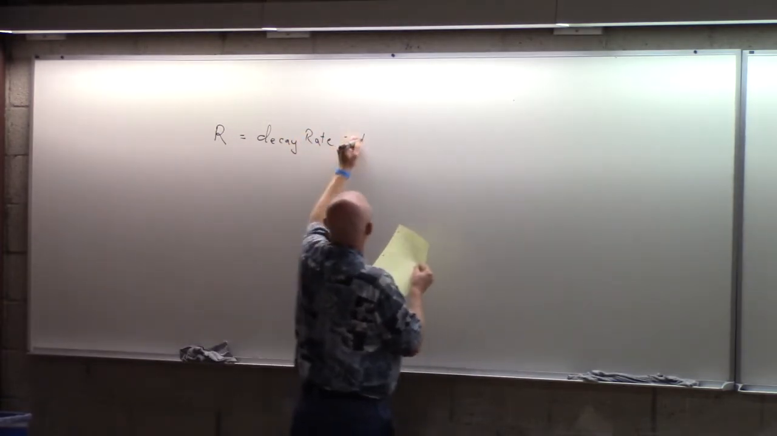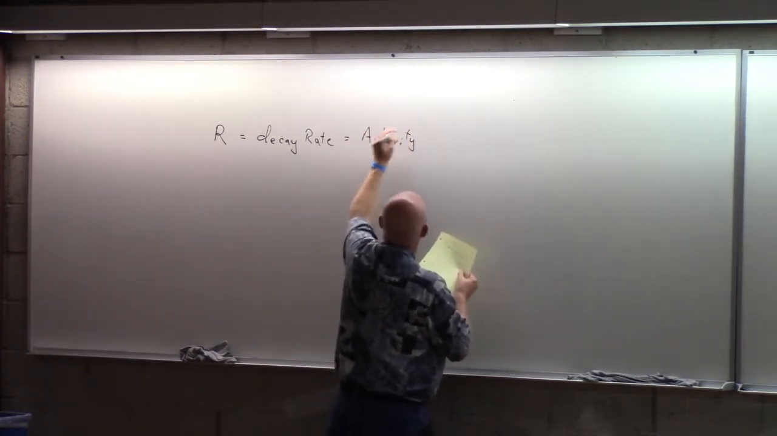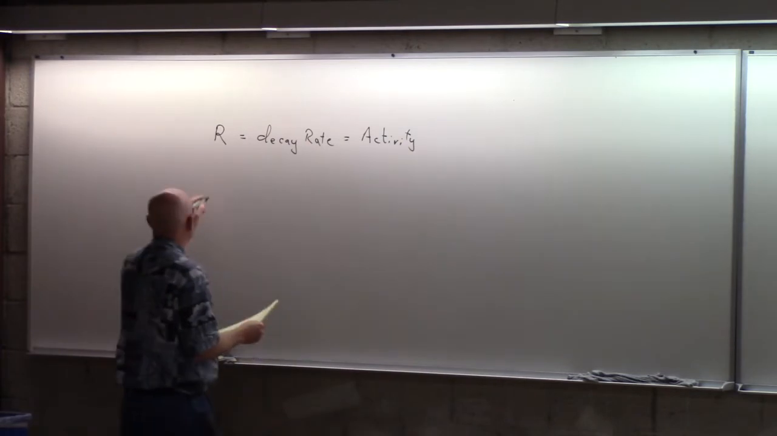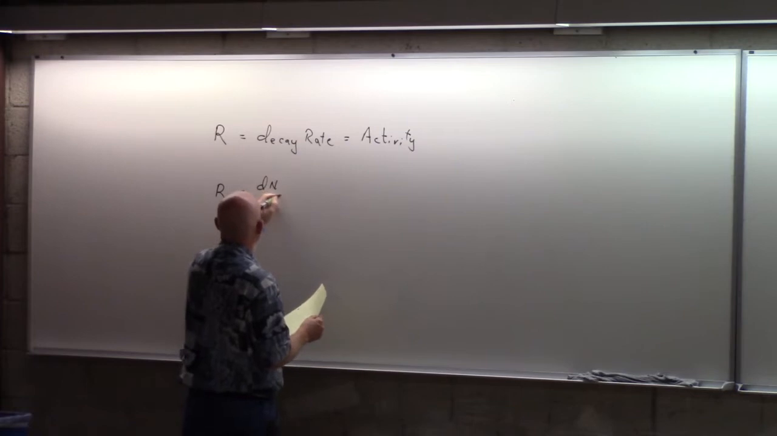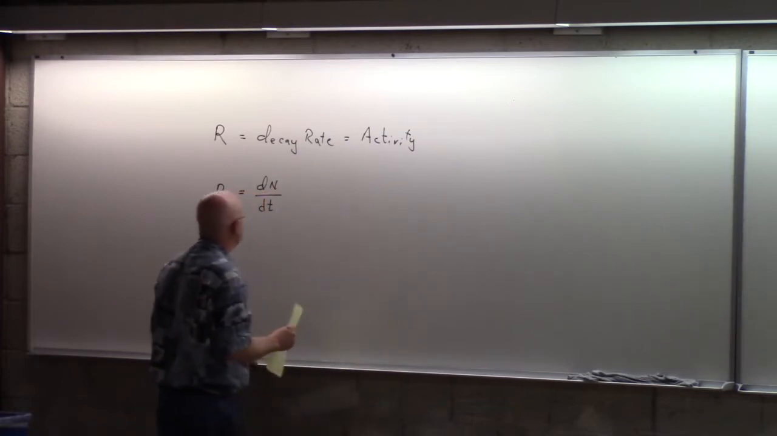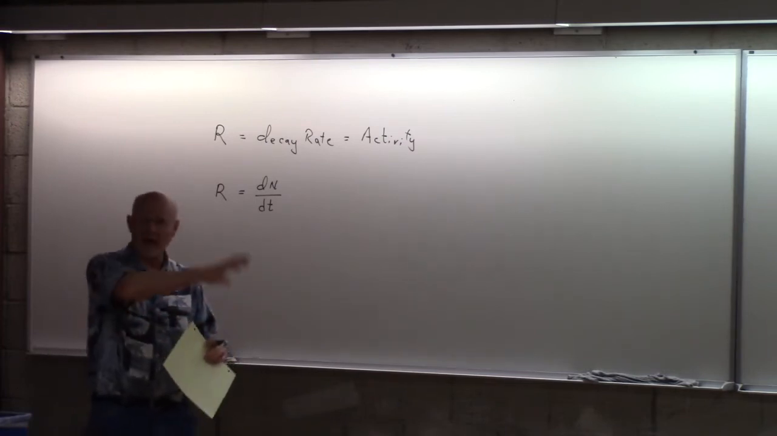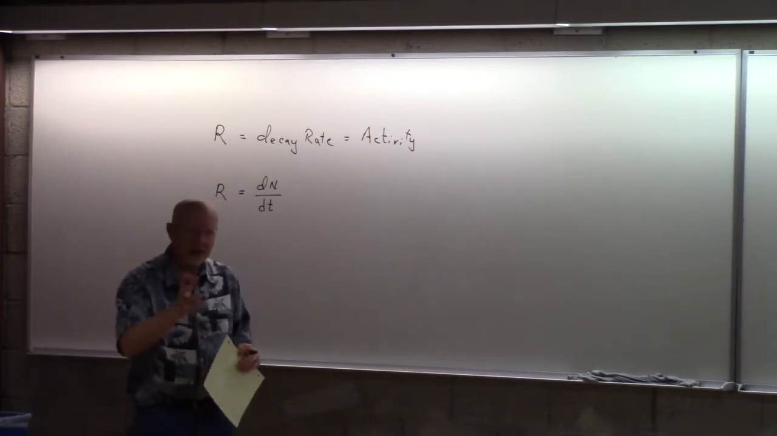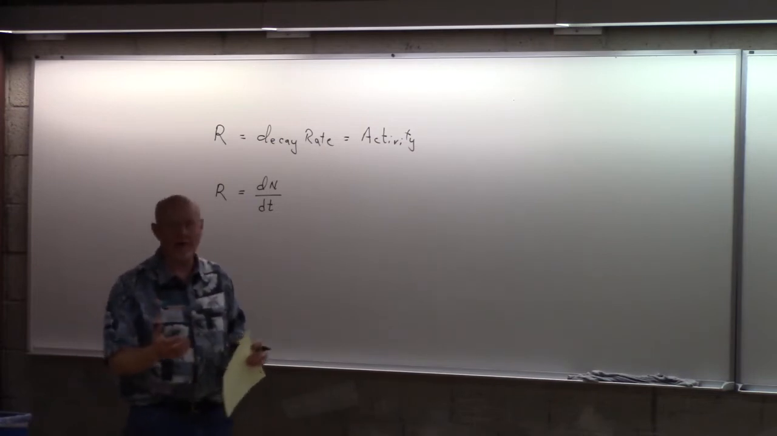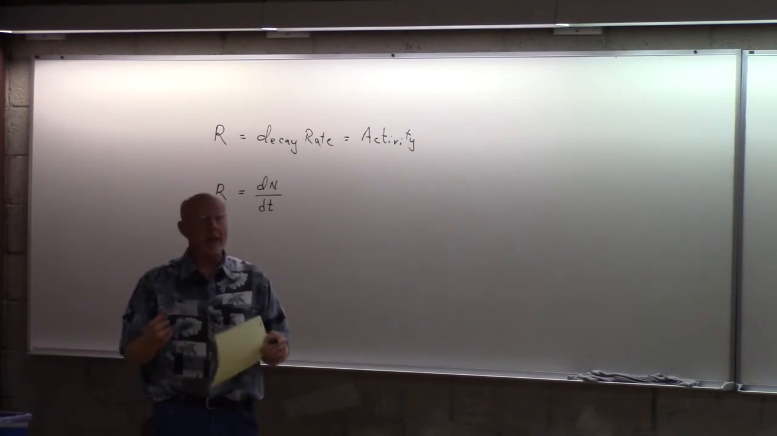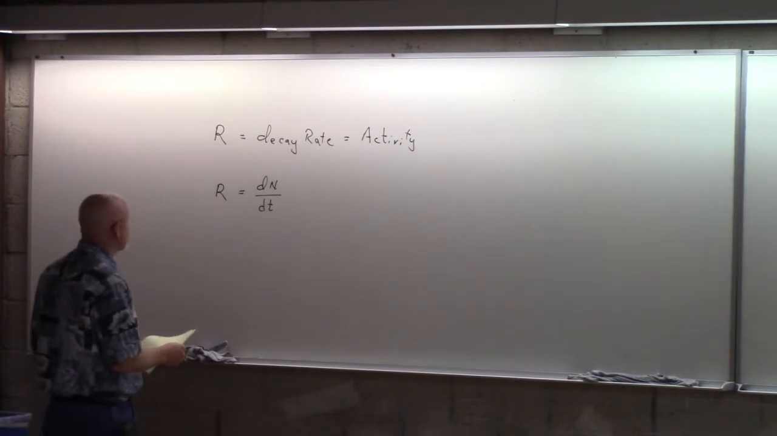Maybe a better name for this is its activity. And so its decay rate is simply this: R is dN/dt. Now, N is just like when we did the ideal gas law way back in Physics 110. This is just the number. How many atoms do you have, or how many decays do you have? So how many alpha particles do you have, or how many beta particles do you have per second?